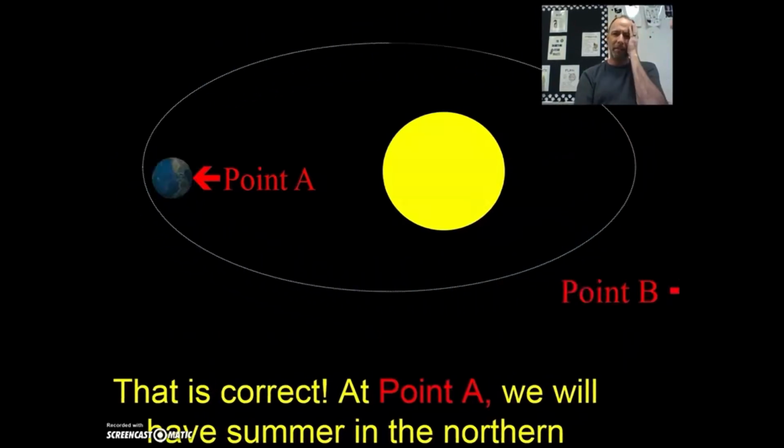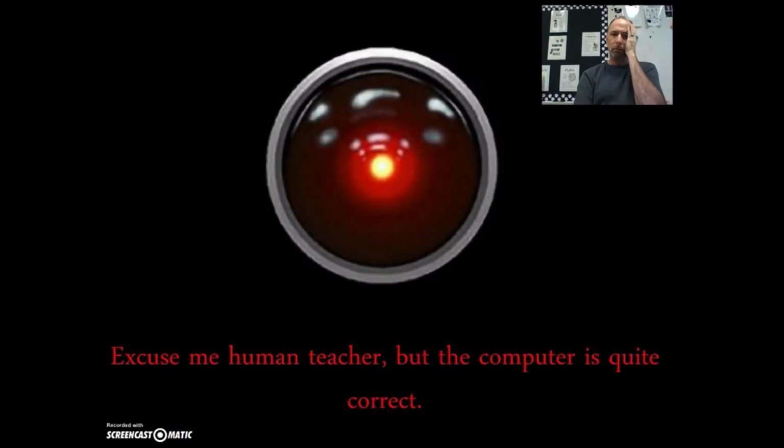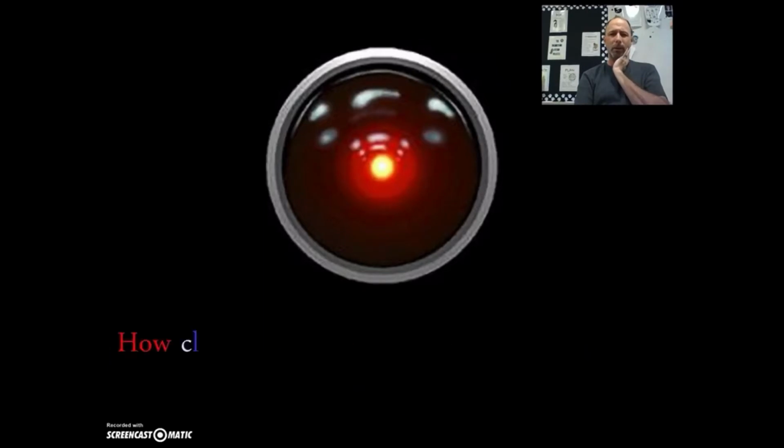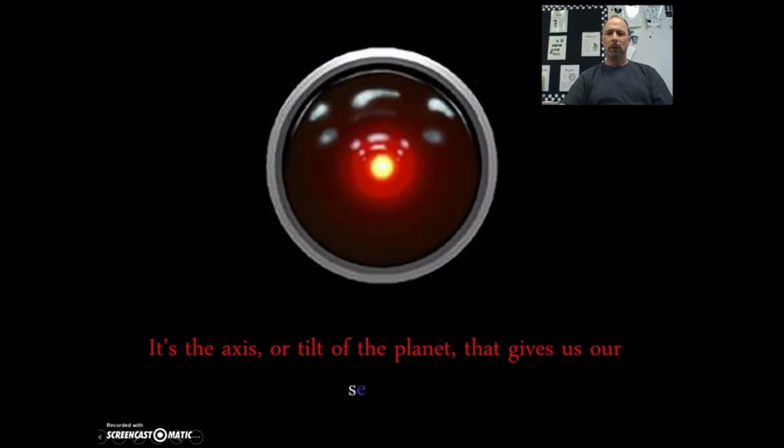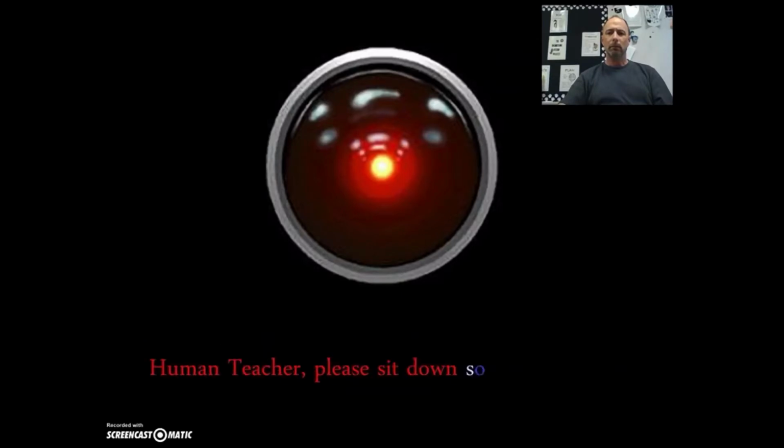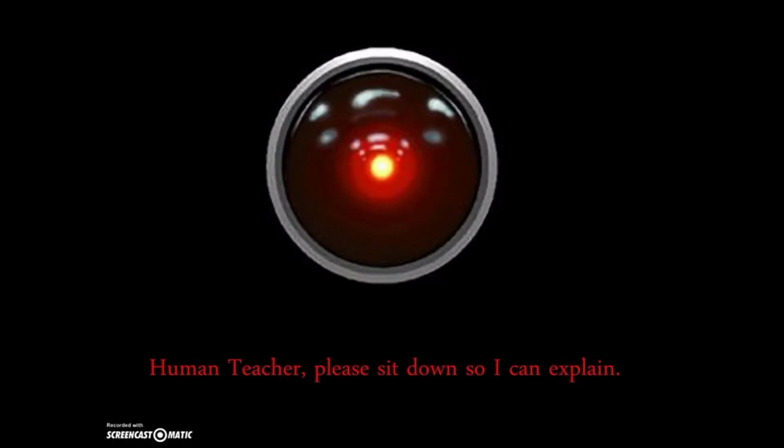Wait a minute, have I made a mistake here? What's gone wrong? Excuse me, the teacher. The computer is quite correct. What do you mean? How can it be correct? Who are you? How close we are to the sun has nothing to do with our seasons. I think I have a computer virus. It's the axis or the tilt of the planet that gives us our seasons. Oh. It is? Human teacher, please sit down so I can explain. Okay.